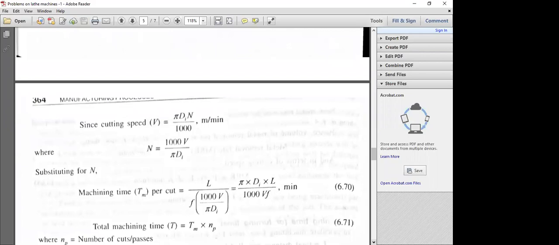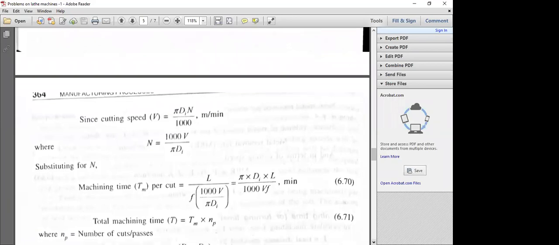So what is machining time per cut? L by F into N. Instead of N, you substitute the value of N in the denominator, that is 1000 V by pi di. So you'll get the formula. Machining time per cut: this denominator term will go to the numerator. It is pi di into L by 1000 into V into F.